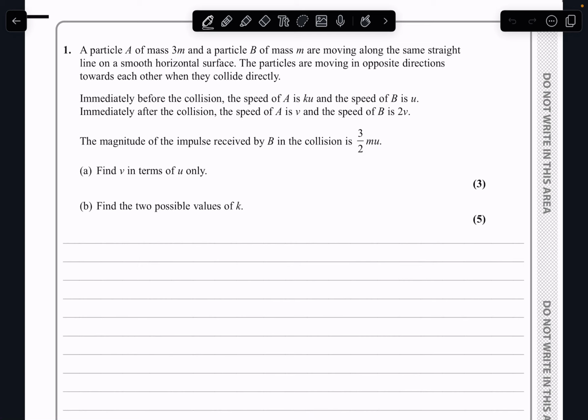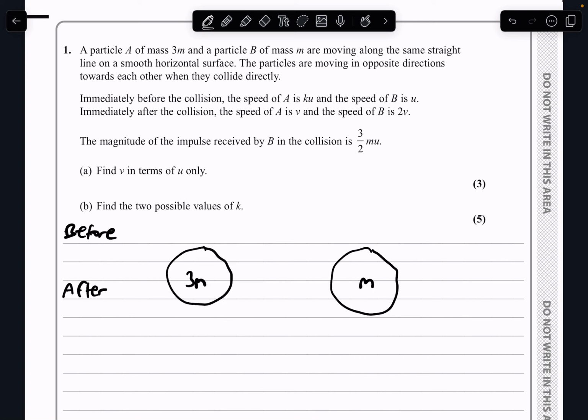We've got a particle A of mass 3m and a particle B of mass m moving along the same straight line on a smooth horizontal surface. The particles are moving in opposite directions towards each other when they collide directly. Right, before I even continue reading the question, I'm going to write down before and I'm going to write down after. Two very important details there. And then I'm going to draw my little circles. My masses, they're not going to be straight, but they will do the job. And we're going to label these mass A, which has a mass of 3m, and this has a mass m.